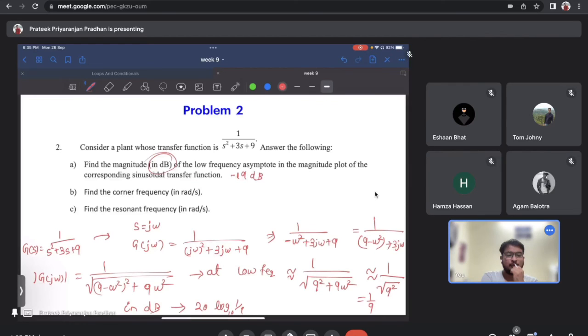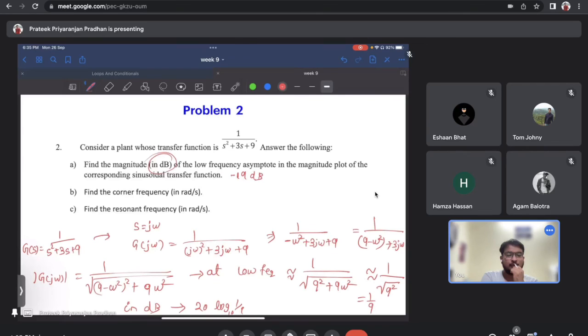That implies that this part, 9 minus omega square whole square plus 9 omega square, will be minimum. Is this concept clear? For this to be maximum, the denominator has to be minimum. If this concept is clear, then the further calculation will be very simple. This is the critical part to understand.